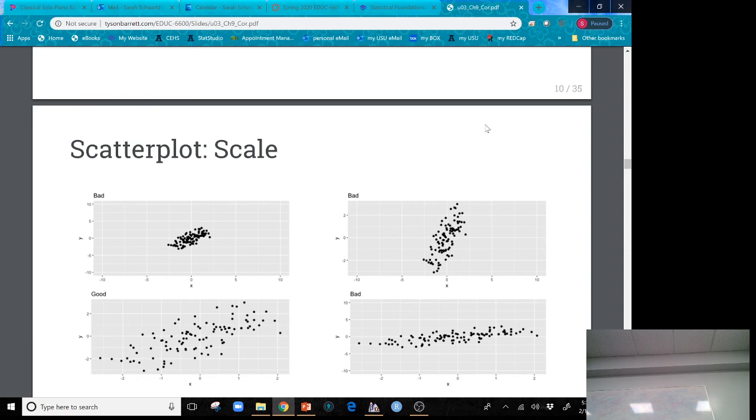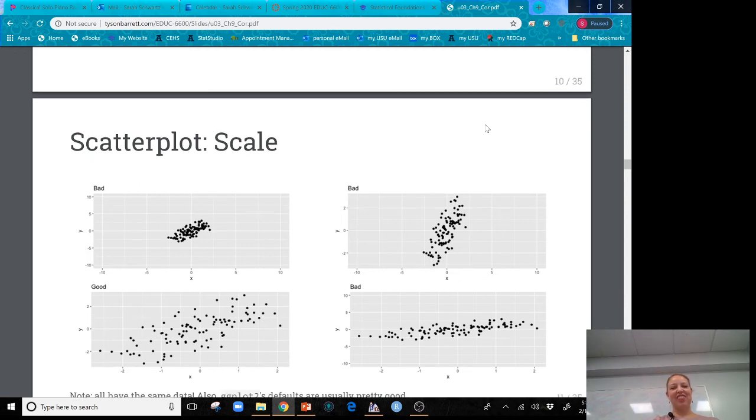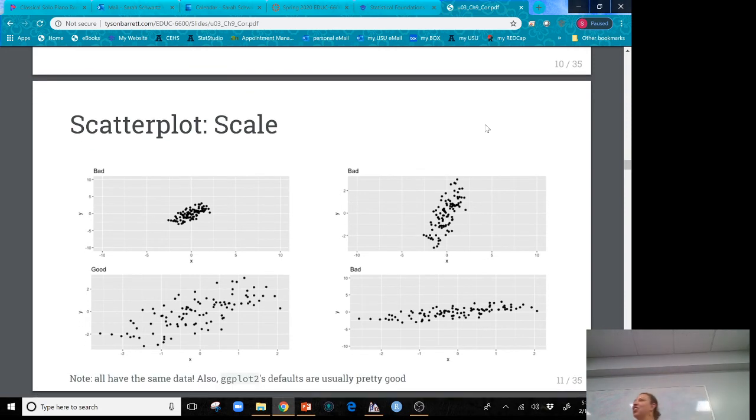These are the same data. Are they all the same? Yeah, there's just different numbers. On purpose, the axis numbers are really small. Those are all identical data. Which one does R make by default, do you think? This is the one that R will make by default.